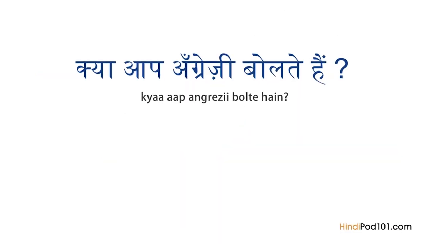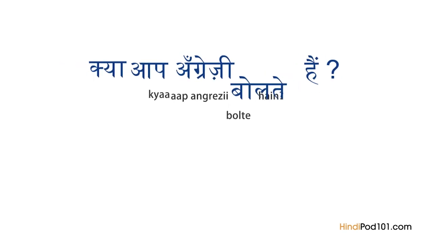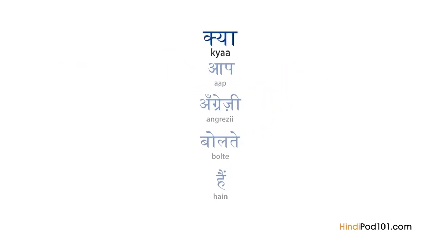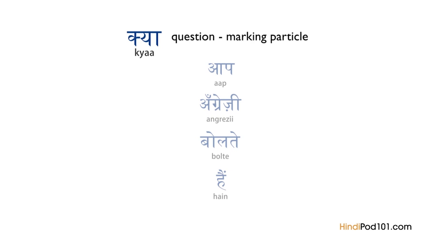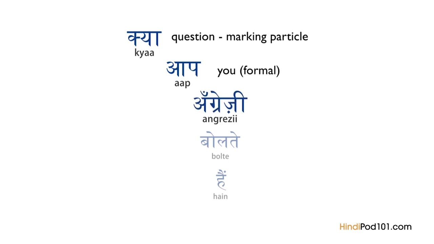Let's have a closer look at this sentence by breaking it down. Kya is the question marker which comes at the beginning of the sentence. Next is aap. Aap means you. This is the respectful word for you and is used in formal situations. You should always use it with people you don't know or with elders. Next we have Angrezi. Angrezi means English.